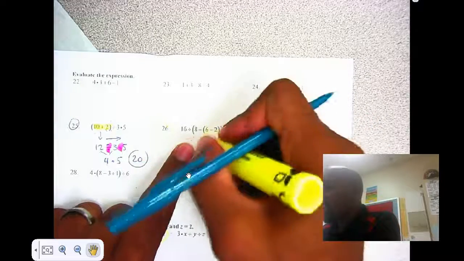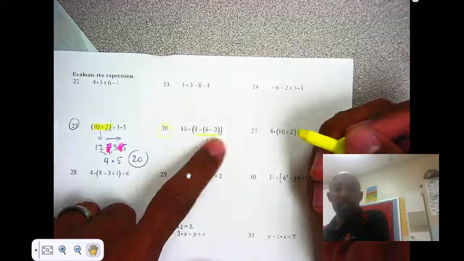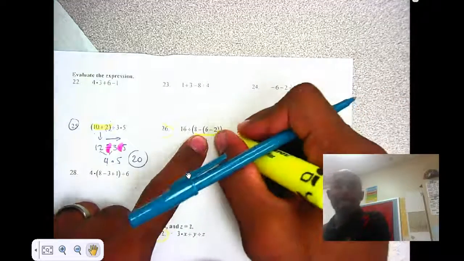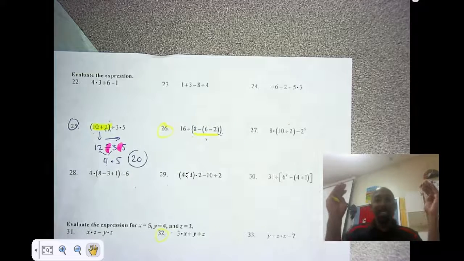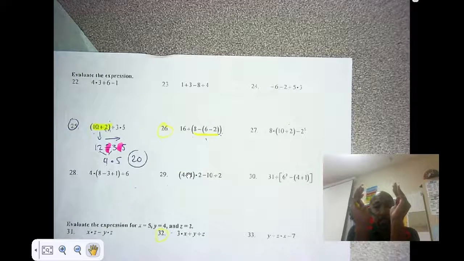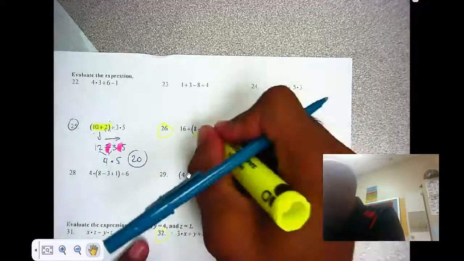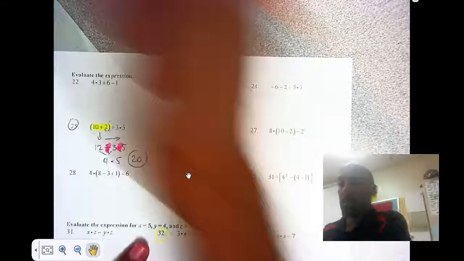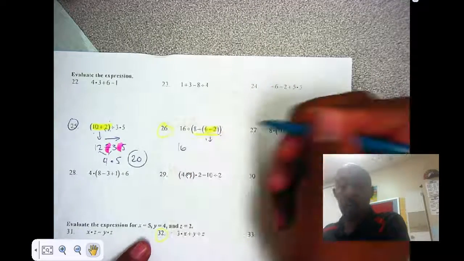Okay, so what we need to do is go inside the parentheses, but then there's more parentheses inside the parentheses. We have big parentheses, and then on the inside there's more parentheses. We go inside the little one. First we do 6 minus 2. Okay, I'm going to write it all again.